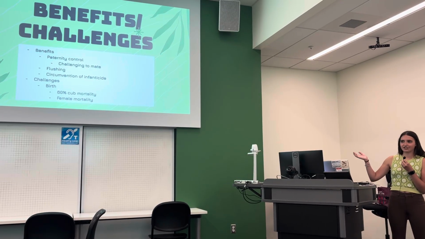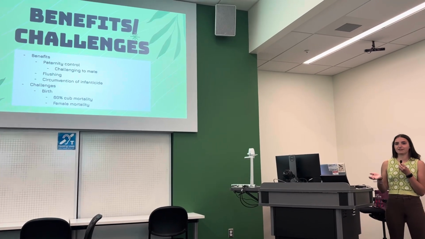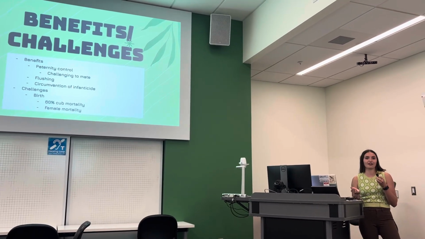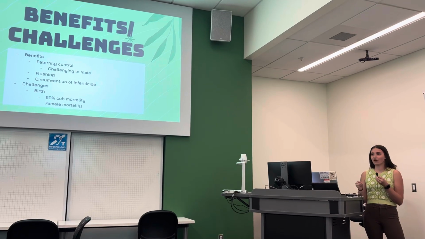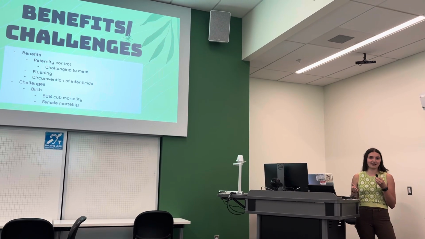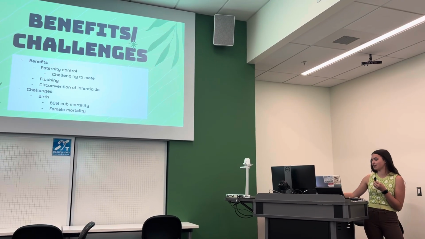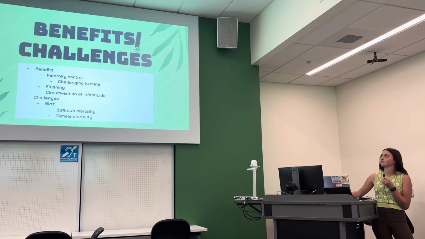You also have challenges from this reproductive system. There is 60% cub mortality. As I mentioned with the urogenital canal, that is where birth happens. It's a small path to go through. 60% of cubs die in birth just from suffocation. And then you also have high female mortality, especially when it comes to first-time mothers.